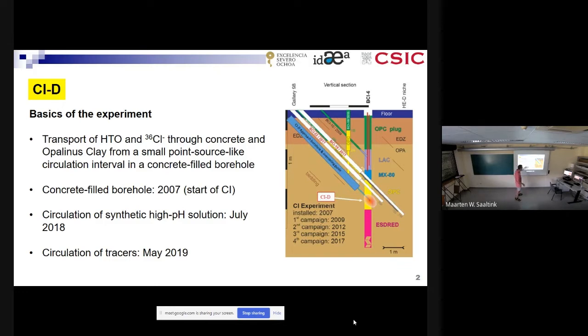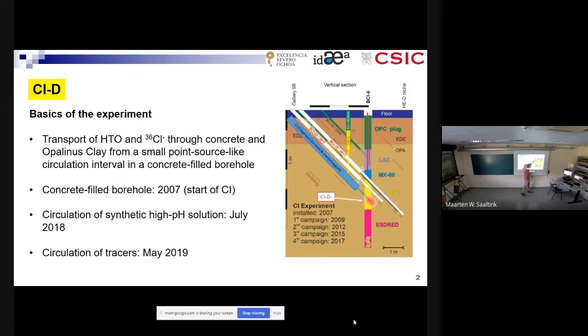Okay, so in this drawing here, you can see this vertical borehole. Basically, they have different materials, different types of cements, bentonite. In the middle here in yellow, it's a concrete made with ordinary Portland cement. The bottom is another type of cement. This was the CI experiment, designed to study what happens at the interfaces between these different types of materials used in the repository. But the CID experiment actually was designed to study tracer transport through these materials.